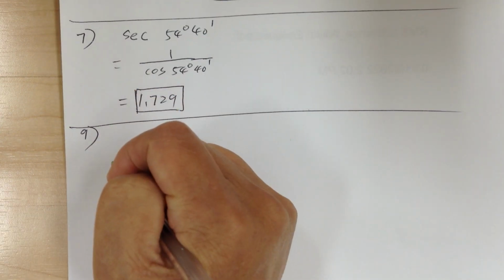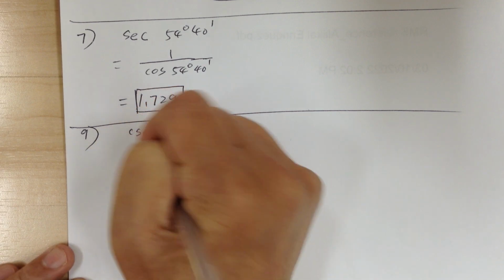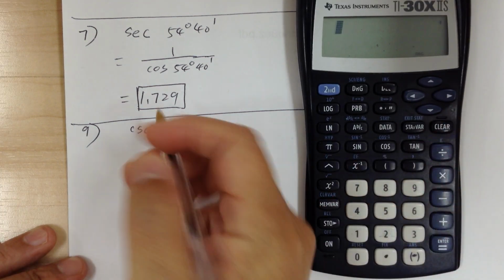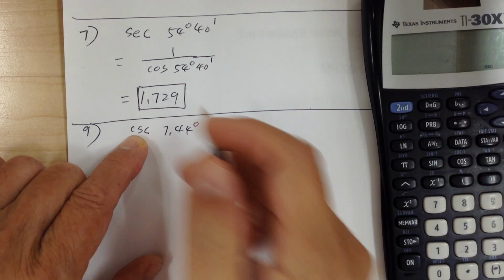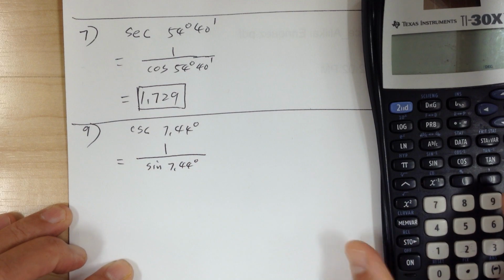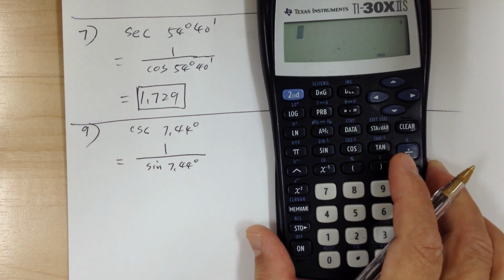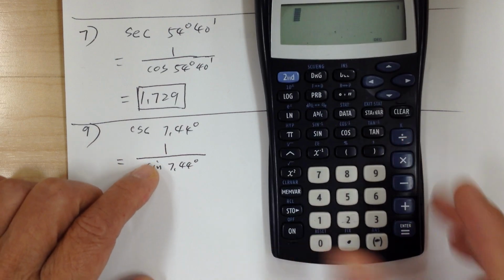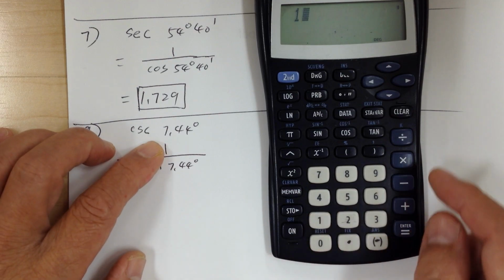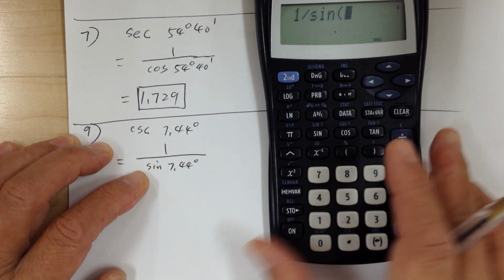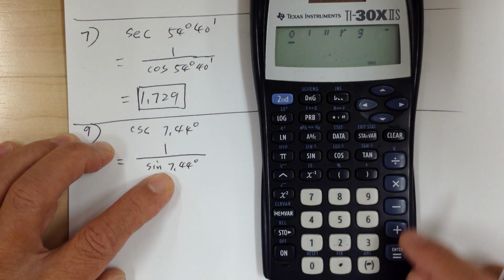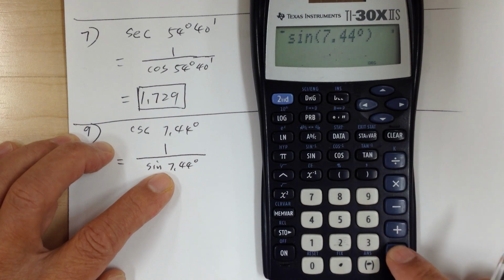Okay, let's go to number 9. Cosecant of 7.44 degrees. Again, there's no cosecant button over here, so you have to convert into a primary function. Cosecant came from sine, so this will equal 1 over sine of 7.44 degrees. You can first write it out to help you visualize. Then you type exactly what you see. Some calculators may have a different key sequence. So you got 1 divided by sine of 7.44 degrees. Close out your parentheses, push equal.